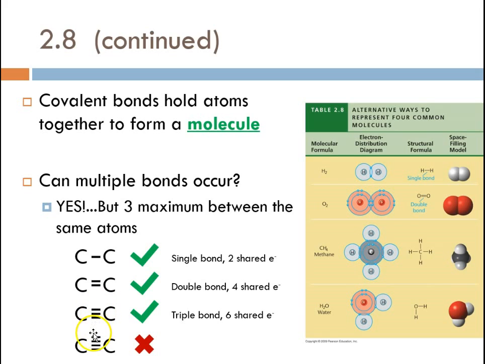And that's really it. We can't share 4 electrons. There's no such thing as 4 bonds. So this would be the strongest of the covalent bonds. This would be the weakest of the covalent bonds. But because they are sharing electrons, it's actually a very strong bond.